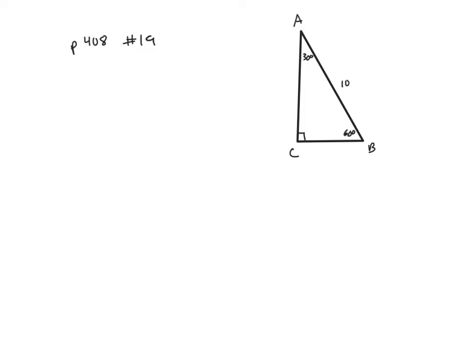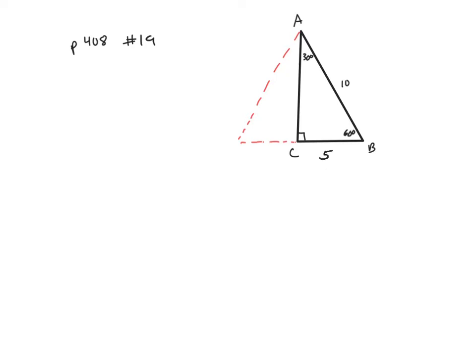Then the next thing I'm going to do is think about what it would look like if I had the rest of the equilateral triangle like this. So I know that if I have 10 on the hypotenuse over here, then this side would be 10, which means half of that would be 5. So I'm going to put a 5 here.